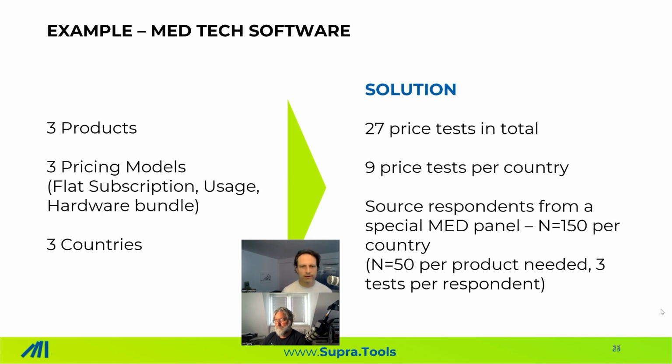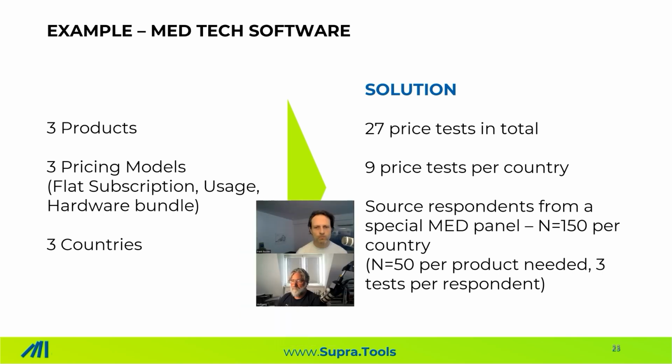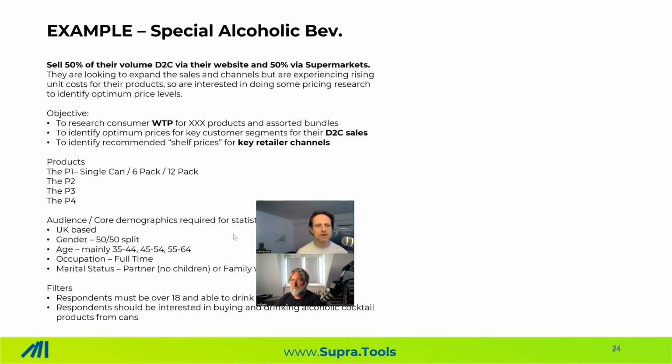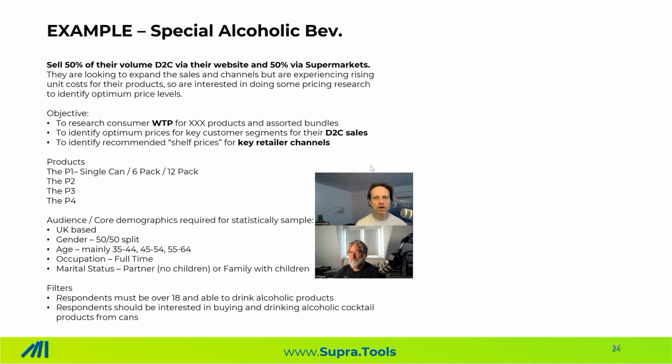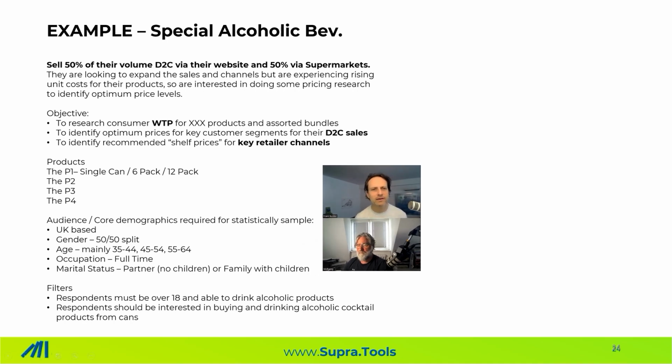Cool. Again, if you have questions, just drop them in. Next example is a special alcoholic beverage. A special brand. They sell it on their website, direct to consumer, and in the supermarket. And they want to know the willingness to pay for the website as well as for the retailer. Also, what is the recommended shelf price?